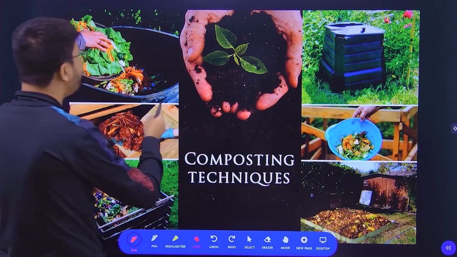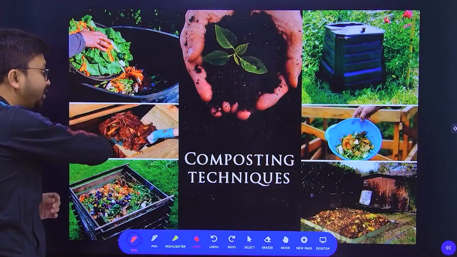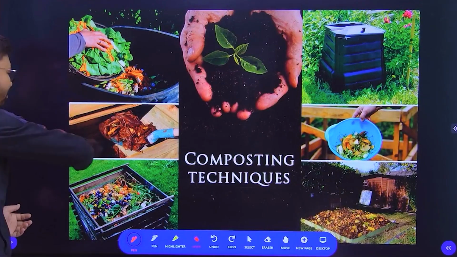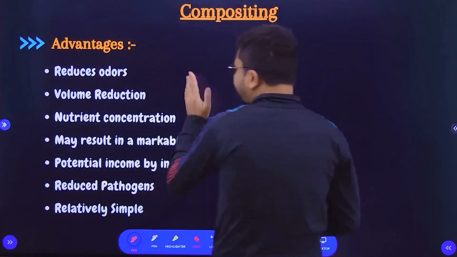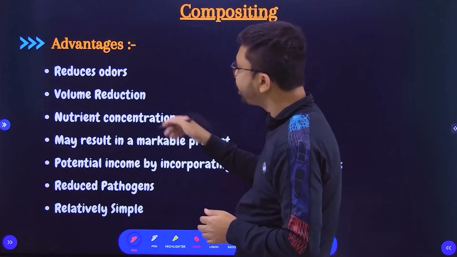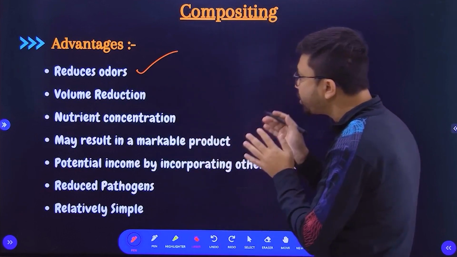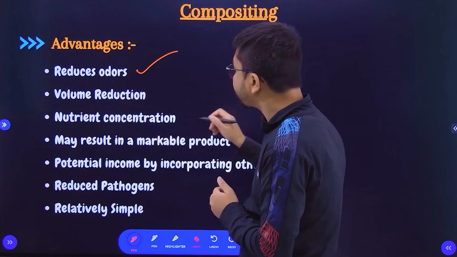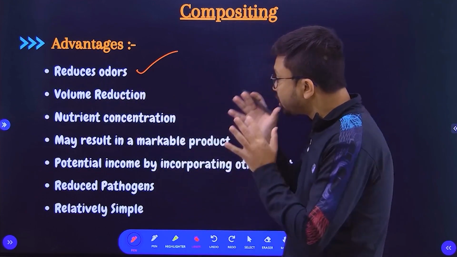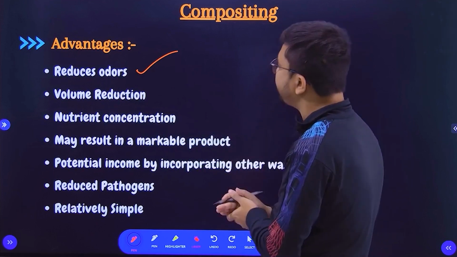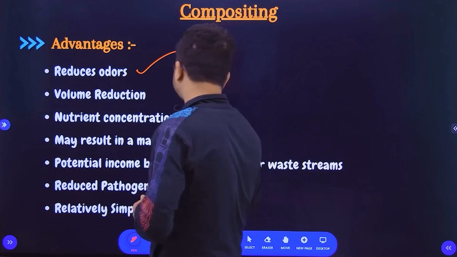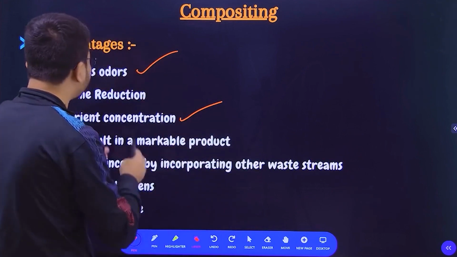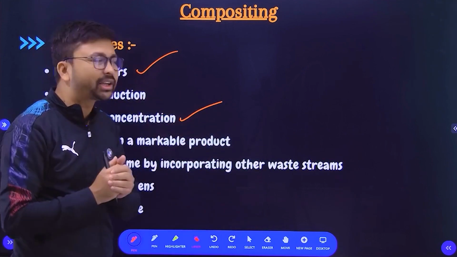That process is called composting. Now what are the advantages of composting? Here you can see the advantages: reduced odor, like the foul smell can be controlled with composting. Next, volume reduction. When you compost those materials, the volume will be minimized. Next, nutrient concentration, right? Nutrient materials can be gotten back through composting. So those are the basic advantages of composting.